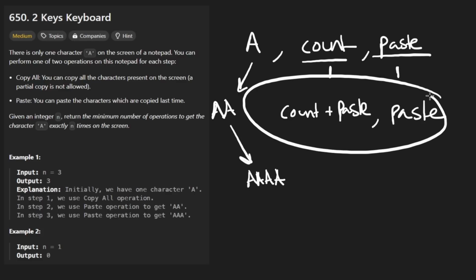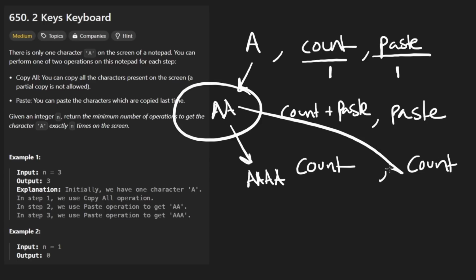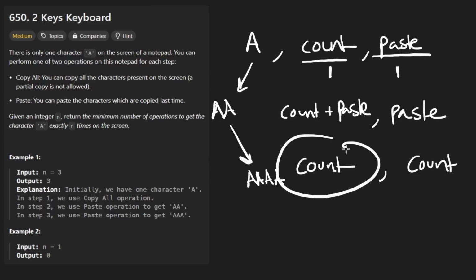The way that would update our count and our paste: whatever our count happens to be is what our paste is going to be replaced with. So that's what this would be here. But also the count is going to double, because if we take what we already have, copy it, and then paste it, we basically just doubled this. So you could have this multiplied by 2.